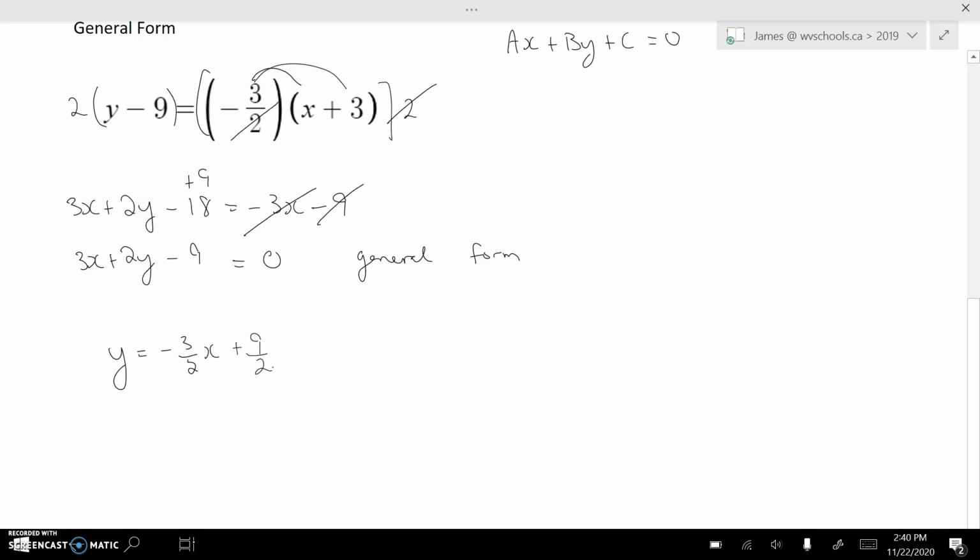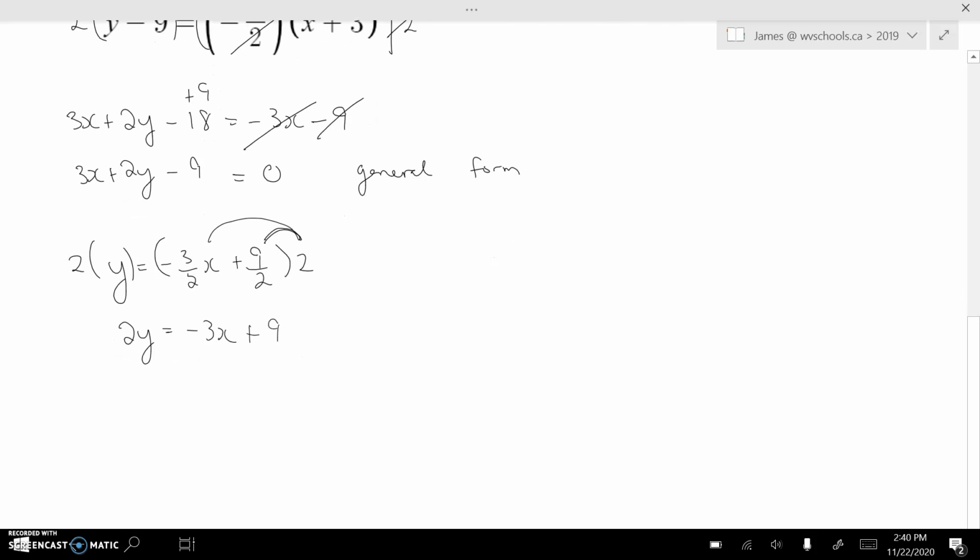It's essentially the same process in a way. I still have a denominator here, so I'm going to multiply both sides by 2 to get rid of that. So I'm going to be left with 2y on the left-hand side. And then this 2 is going to distribute to both pieces here. For the first term, it's going to cancel the 2's. We're going to be left with negative 3x. For the second one, it's going to cancel the 2. We're going to be left with plus 9.